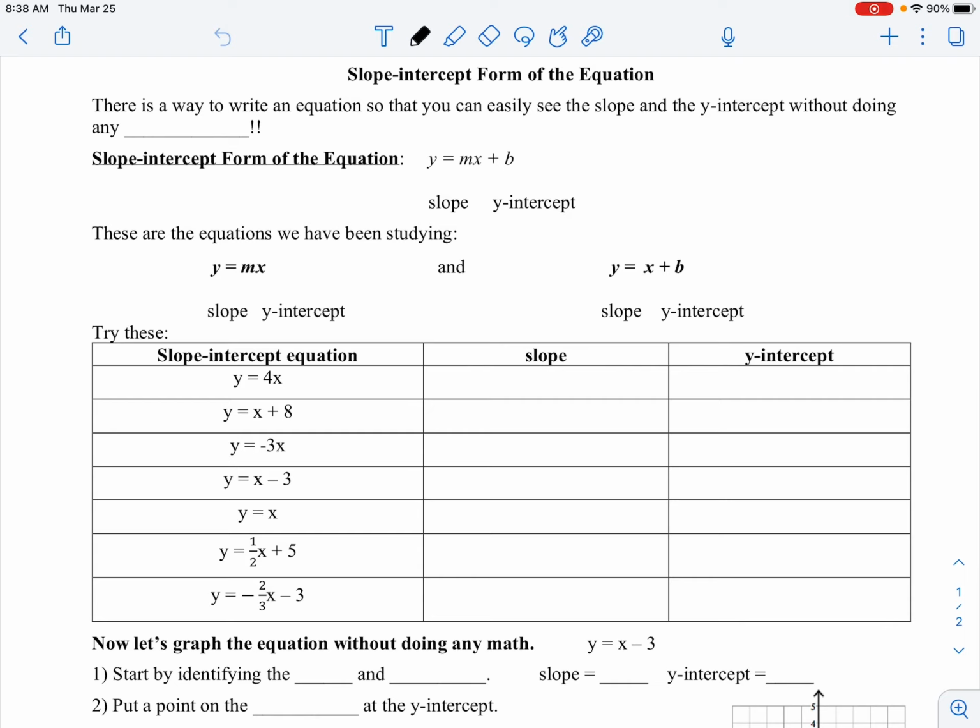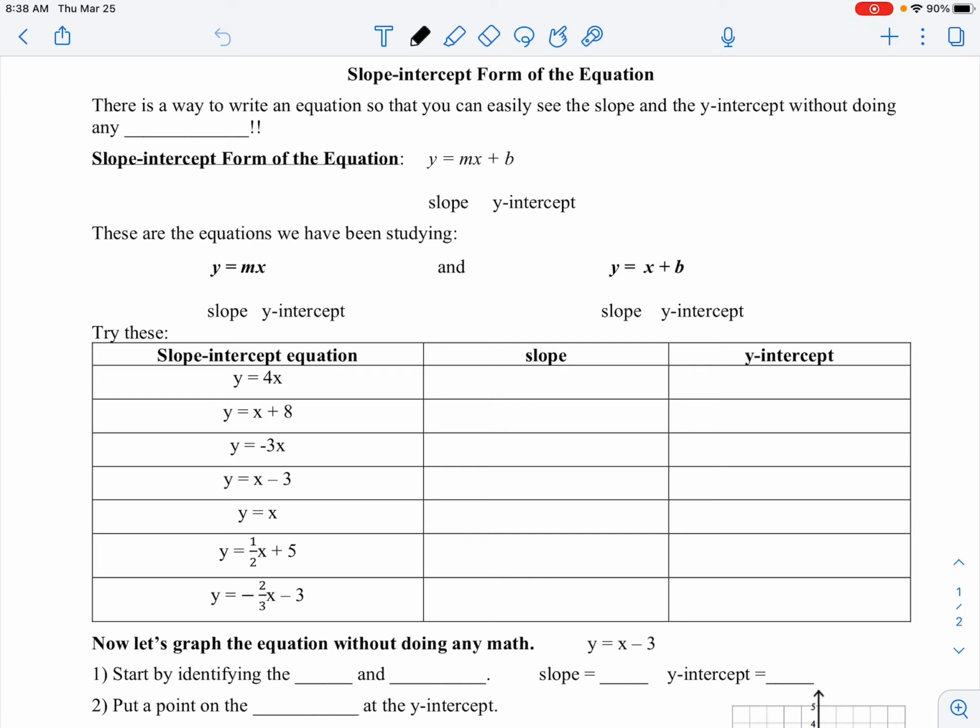So today we're going to be looking at slope-intercept form of an equation. We have dealt with a couple different types of linear equations. We had y equals mx, which of course is a proportional relationship, a multiplicative one, and y equals x plus b, which is of course an additive relationship or non-proportional. So today we're going to be talking about throwing those two things together to give the general form of any linear line that we see on a graph.